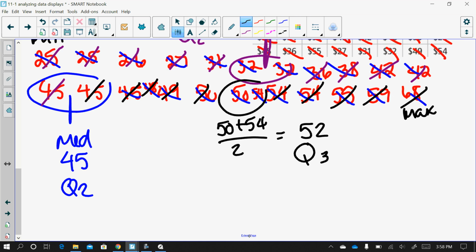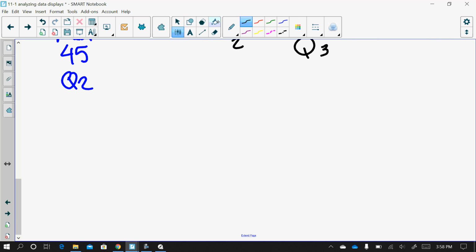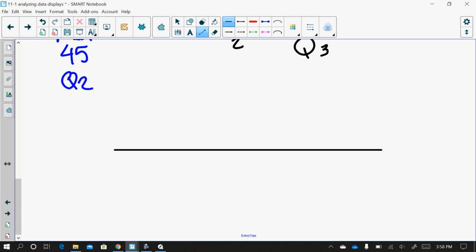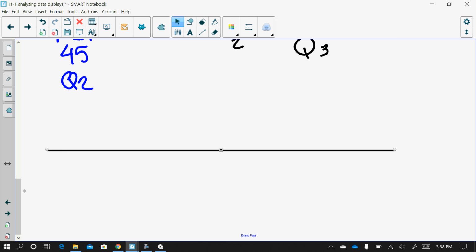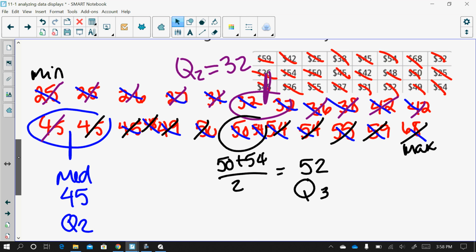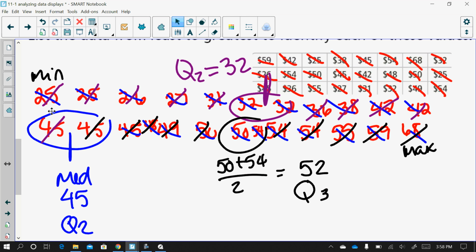Now I got to make my box plot. The first thing we do with our box and whisker plot is start with the number line. Here's my number line. And you need to have a good scale. We go from 25 to 68. I'm not going to put that many numbers on there personally because that's a lot of numbers. So let's see, 68 minus 25 is 43.